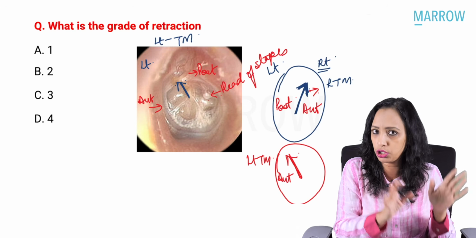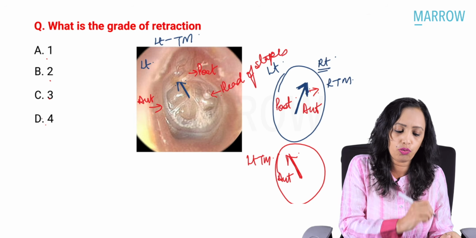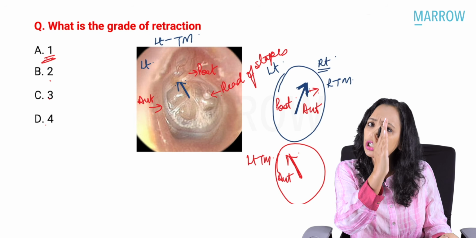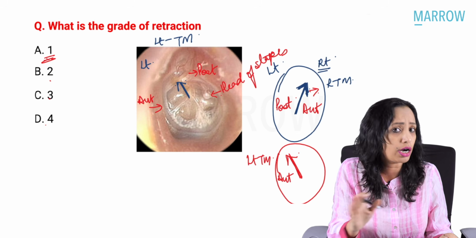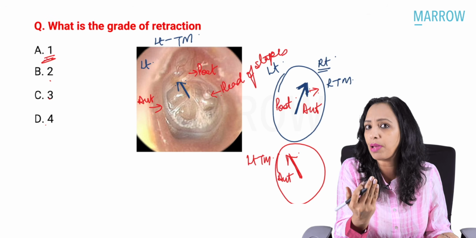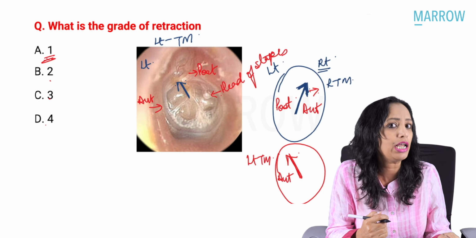Now let us see what the choices are. So the grade of retraction 1, 2, 3, 4. What is grade 1 retraction? Grade 1 retraction is when the tympanic membrane is just a little retracted. It is not touching the incus, right? So when it is not touching the incus, how can we see the tympanic membrane and know that it is retracted? Yes, what are the signs of retracted tympanic membrane?